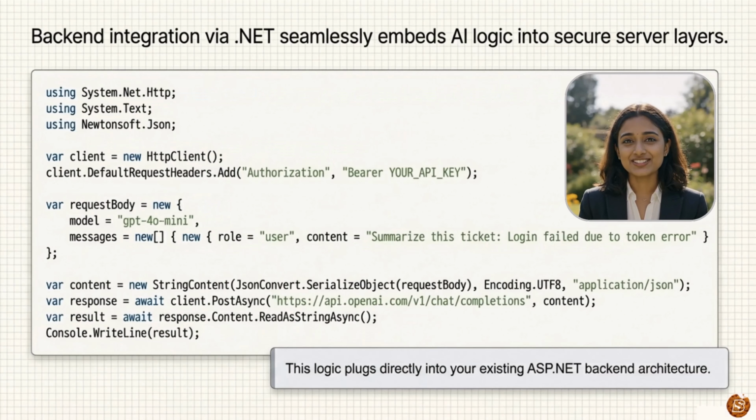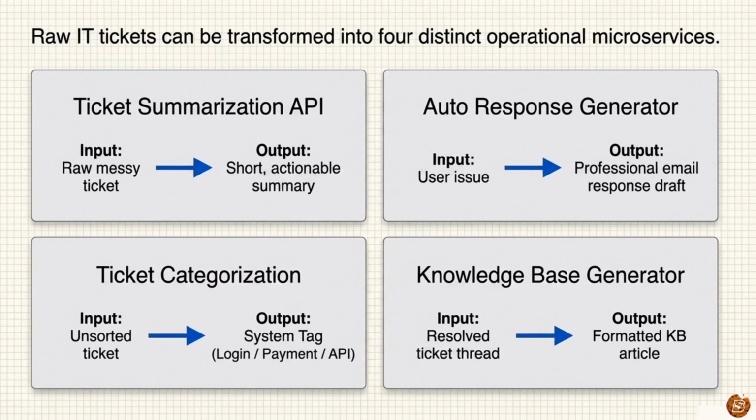For back-end integrations, using .NET allows you to seamlessly embed AI logic into your secure server layers, keeping your implementation robust and reliable. Raw IT tickets can be transformed into 4 operational microservices: ticket summarization, auto-response generation, ticket categorization, and a knowledge base article generator.